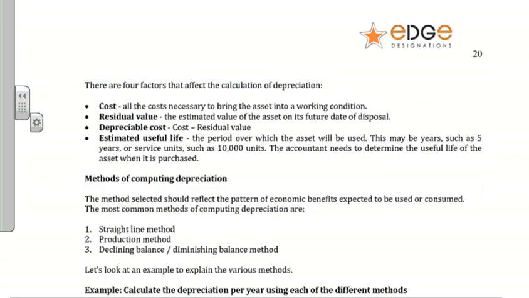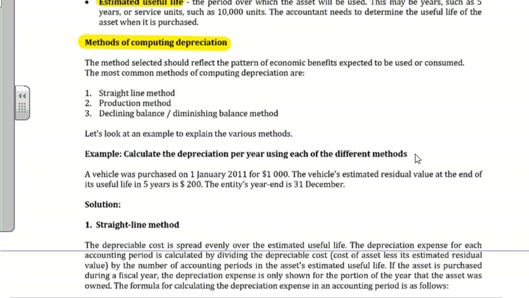Over the page, when I'm looking at depreciation, we look at the following four factors. The cost, the residual value, which is the value of the asset at the end of its life. Depreciable cost is what it cost me less what it will be worth at the end, and that is the amount that I must depreciate over the life of the asset. Estimated useful life, how long will that item be around for? And I'm going to show you this in a second. Those are the various methods that we then use to compute our depreciation charge: straight line, production, and declining or diminishing balance.